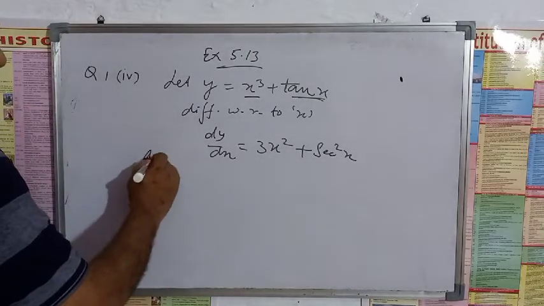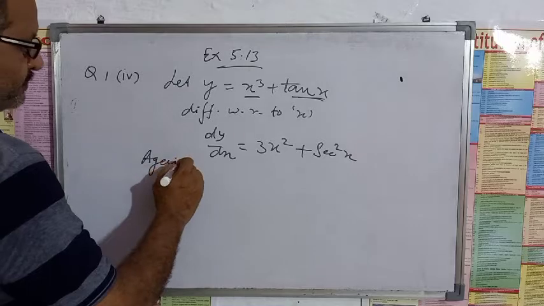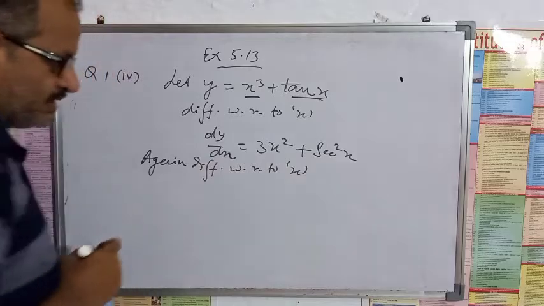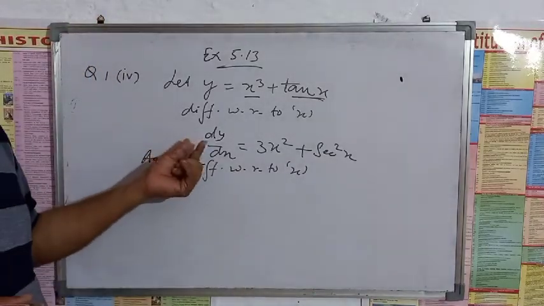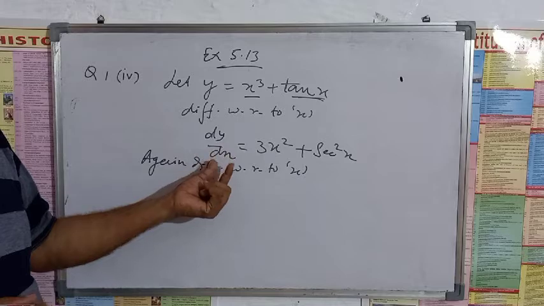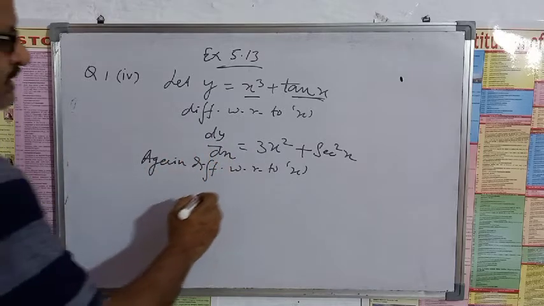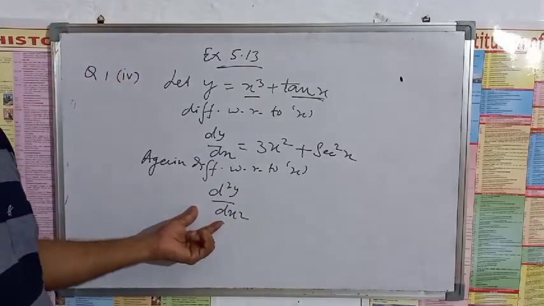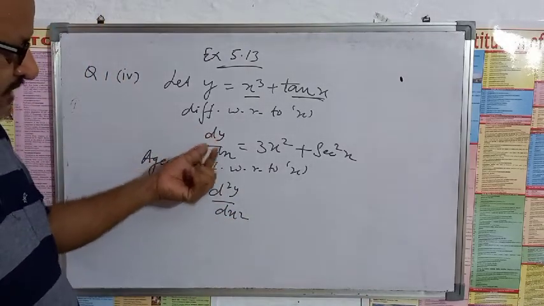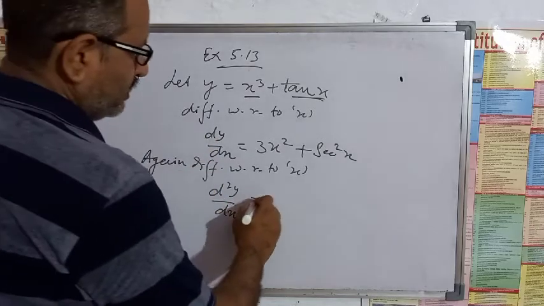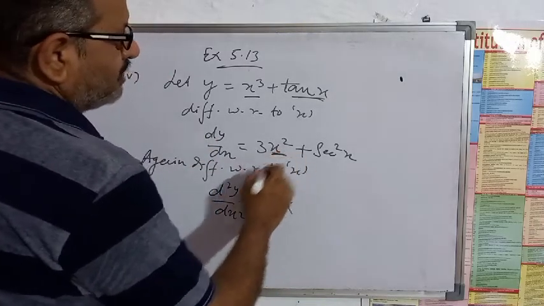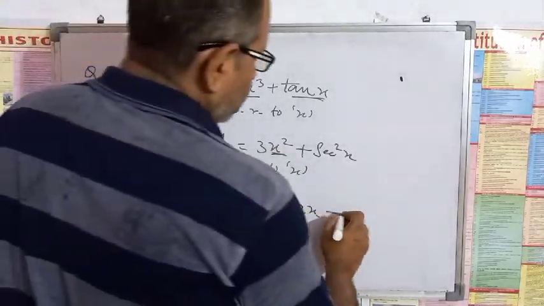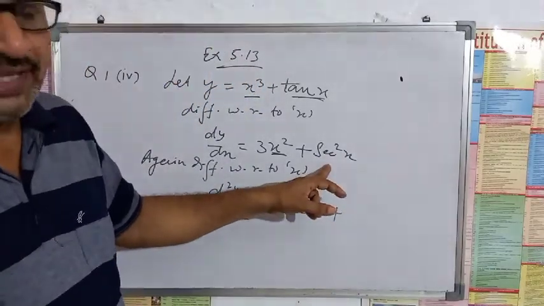Again differentiating with respect to x. When we differentiate left side dy by dx, again we will write it d2y by dx square. This is second order derivative. So left side we can write d2y by dx square. 3 into, what is derivative of x square? 3 is constant. X square derivative is 2x plus derivative of sec square x.